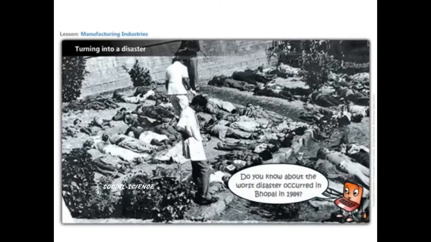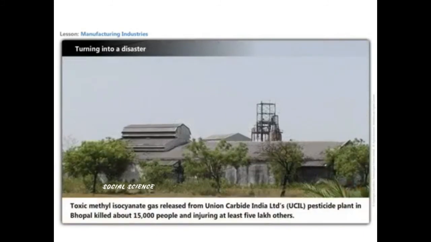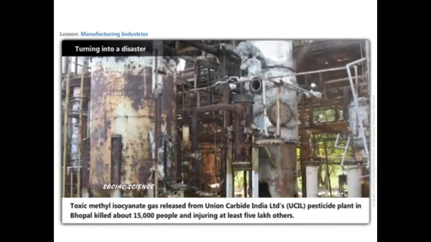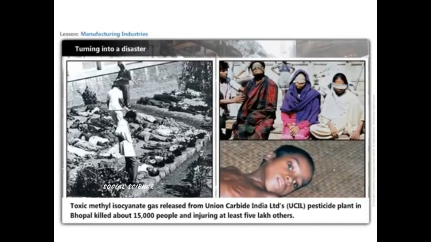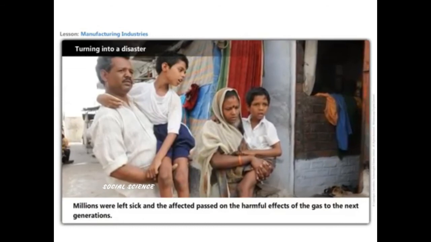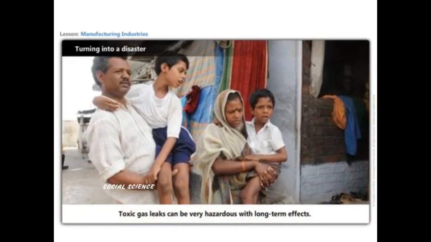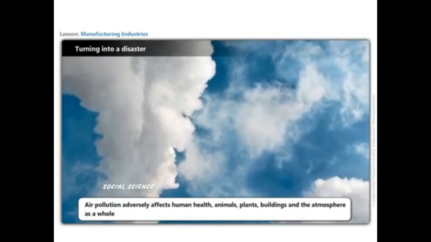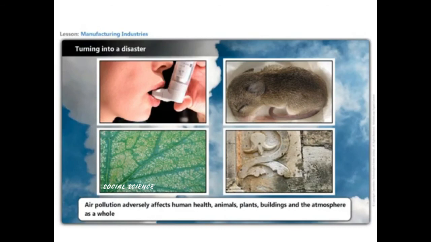Do you know about the worst disaster that occurred in Bhopal in 1984? Toxic methyl isocyanate gas released from Union Carbide India Limited's UCIL pesticide plant in Bhopal killed about 15,000 people and injured at least 5 lakh others. Millions were left sick and the affected passed on the harmful effects of the gas to the next generations. Toxic gas leaks can be very hazardous with long-term effects. Air pollution adversely affects human health, animals, plants, buildings, and the atmosphere as a whole.